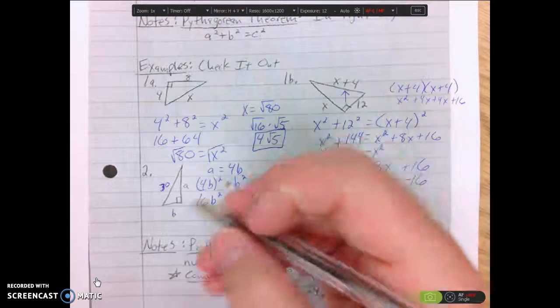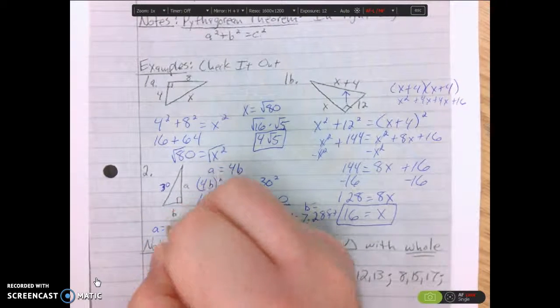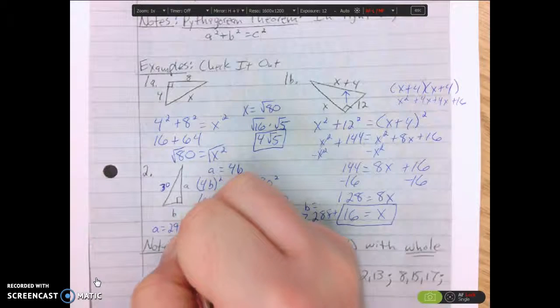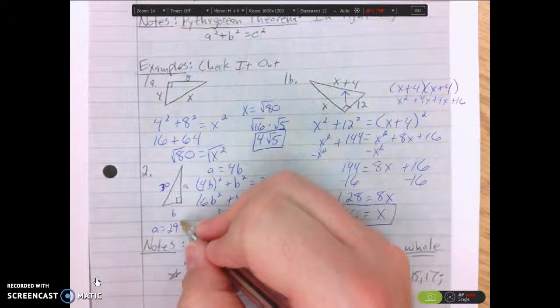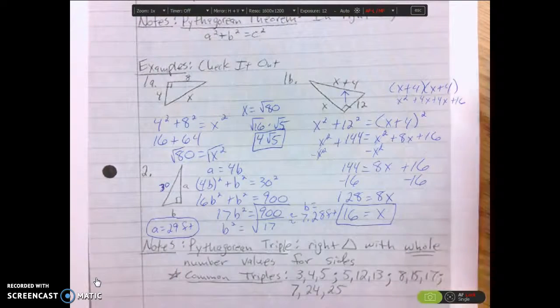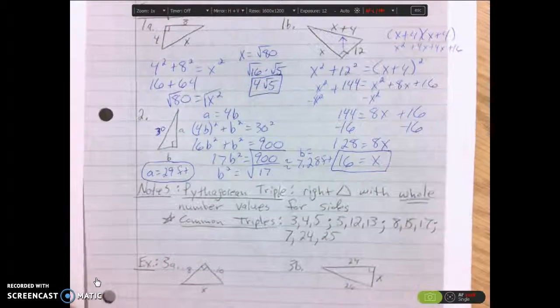And I get approximately a equals approximately 29 feet. It says 29.12, but we'll call that 29 feet. So that's our answer. It will reach about 29 feet up the wall. Okay? All right. Next thing, Pythagorean triple.